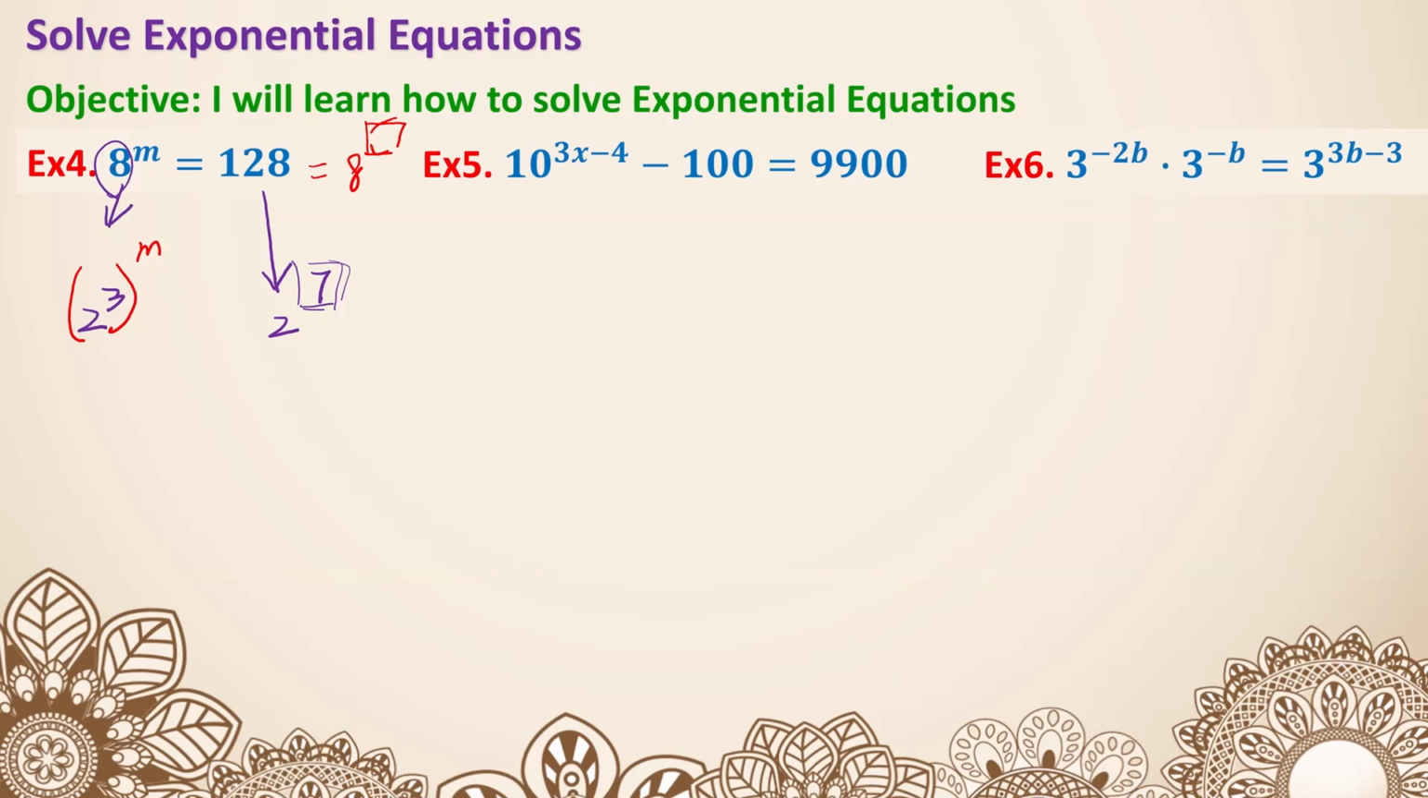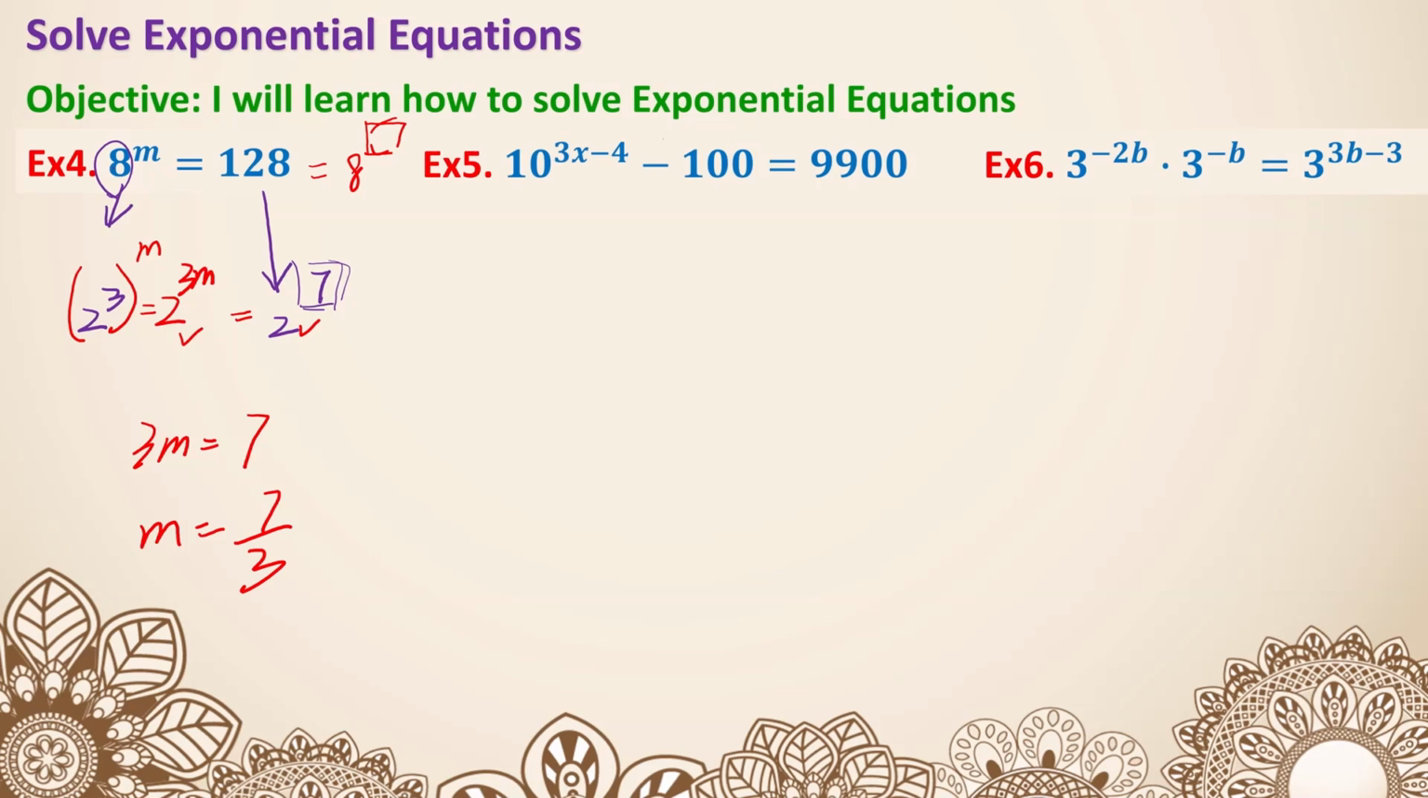So we need to make sure, even though we rewrite the 8, the whole thing has an m as the exponent. So this means you have parentheses, and you have a variable exponent on the outside, so you need to multiply them together. This is the same as 2 to the 3m, which equals 2 to the 7th power. The same bases, so 3m equals 7, m is 7/3.